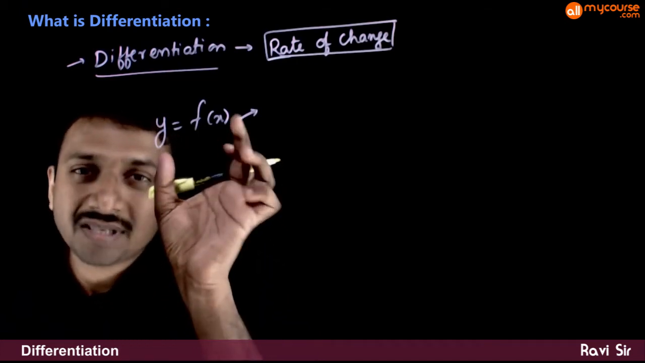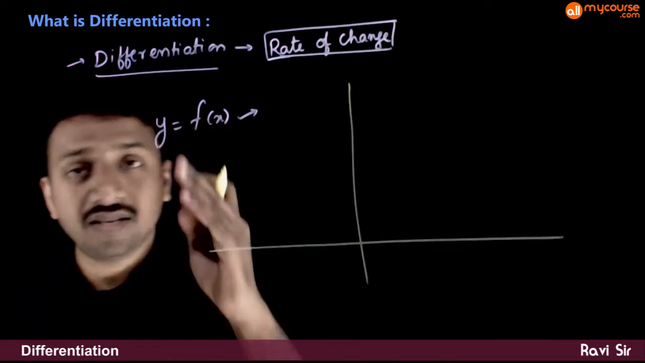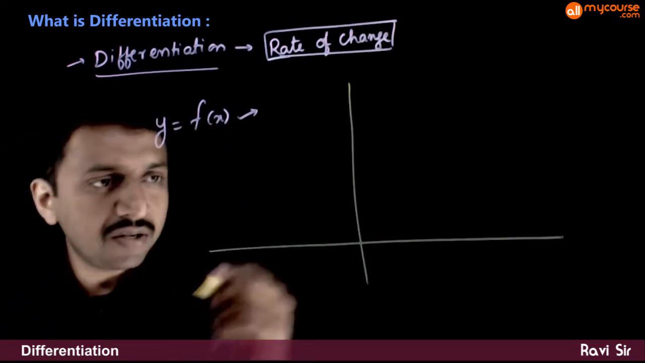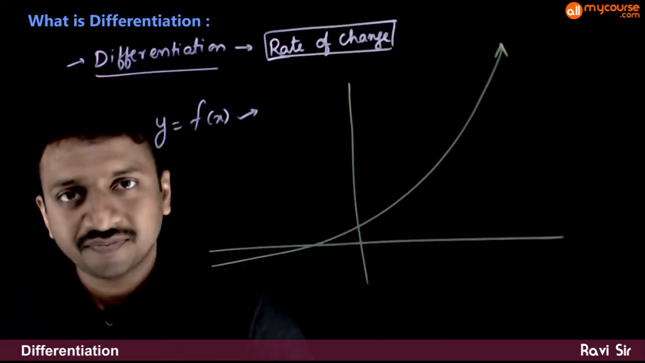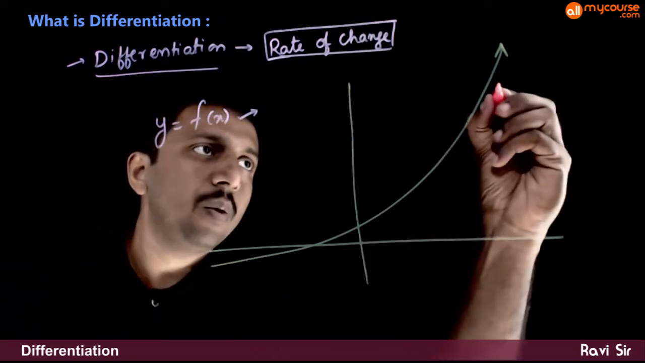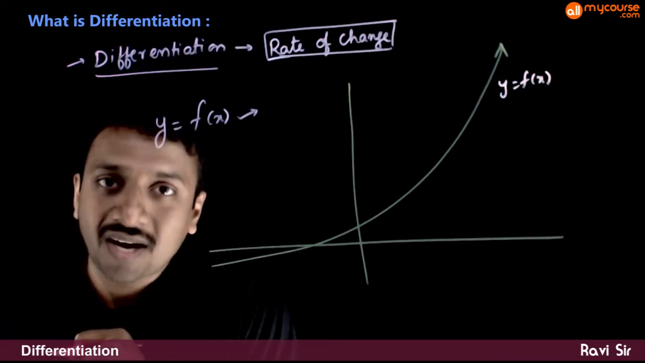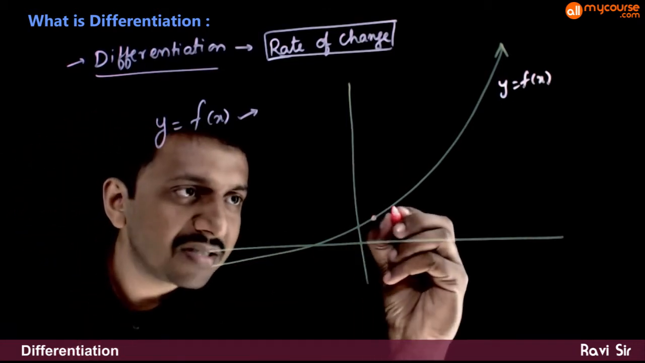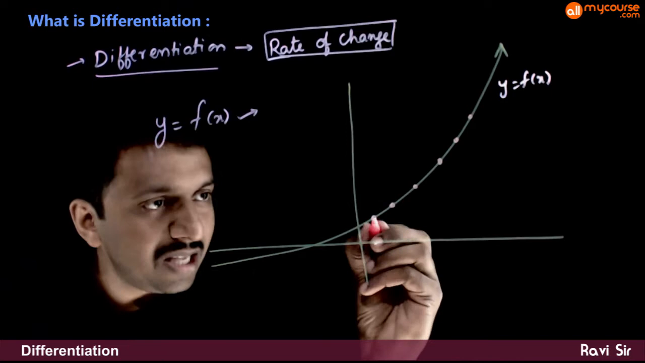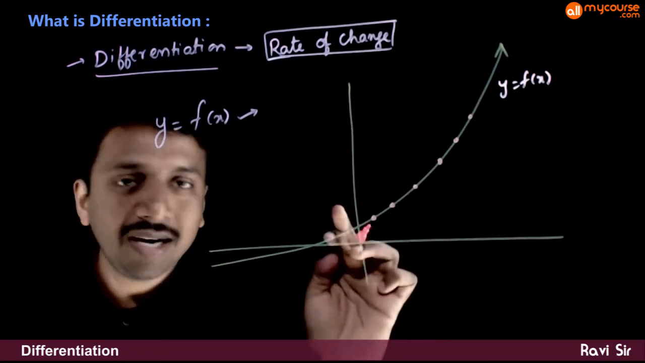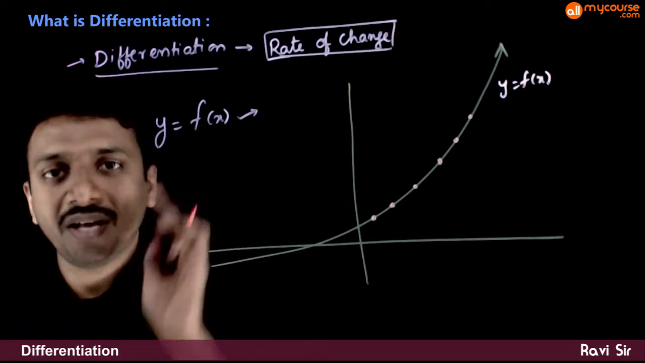Once you have some rule which connects x and y, you can draw the graph of this function y is equal to f of x. Let us say that the graph of y is equal to f of x looks something like this. Now what is the meaning of this graph? Each point corresponds to the x coordinate and the corresponding y coordinate. It is the x value and the corresponding y value.